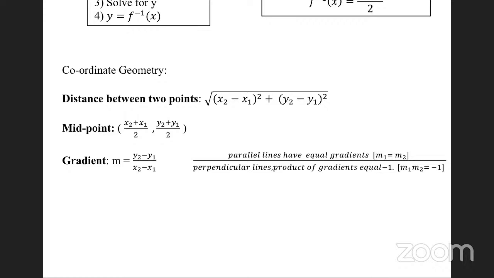One thing I want to talk about now is gradient. Remember, gradient gives you an idea of how the line is sloped. So to find the gradient, it is y2 minus y1 over x2 minus x1.